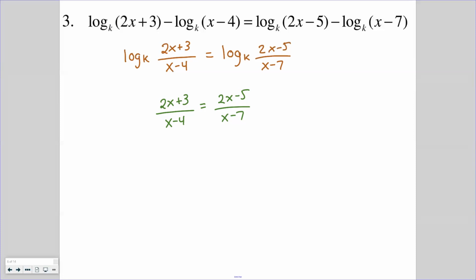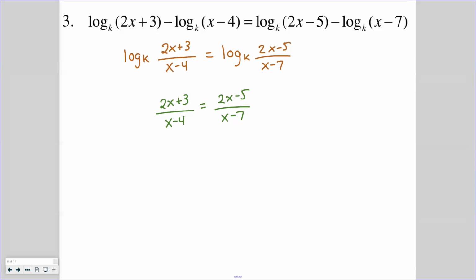Now it only works though if we take that first step to combining the logs on both the left and the right hand side. It only works if there's a single log on the left and the right. We couldn't go from the first step from our original problem to this, to setting all those arguments equal to one another.